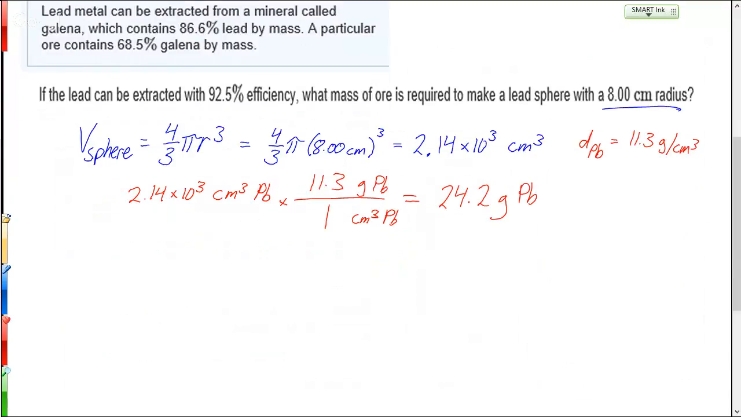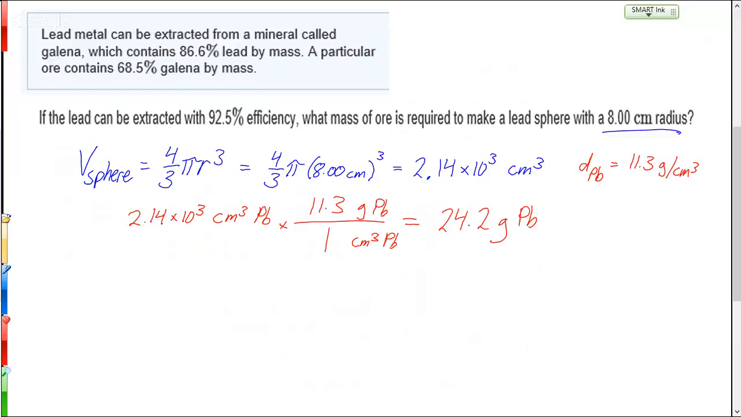All right, so we've got our grams of lead, and this is how much we want in that final sphere. So that's how much lead we want to end up with. Which means that the mass of ore should be a much larger number, because we're losing some each time based on those percentages. We're going to keep that in our heads, because if we do all this and end up with a smaller number, we know we flipped some stuff around. We have to go back and check it.